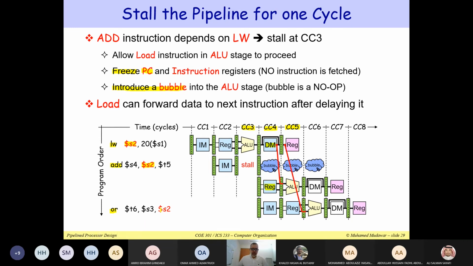Notice that the OR here also depends on the load, but we can forward here from the write back stage back into the ALU. So this forwarding is always possible. We have already implemented the forwarding logic. So we can still forward, but after stalling for one cycle.